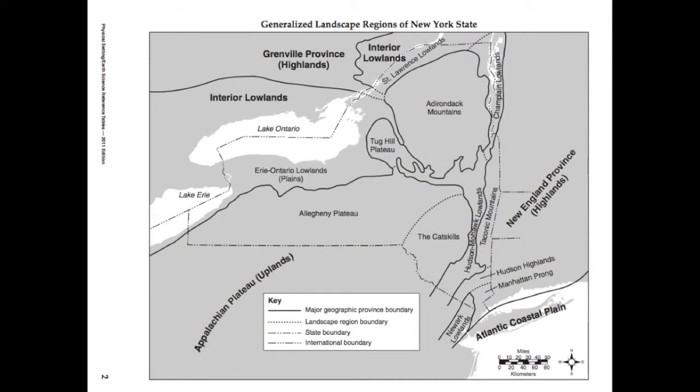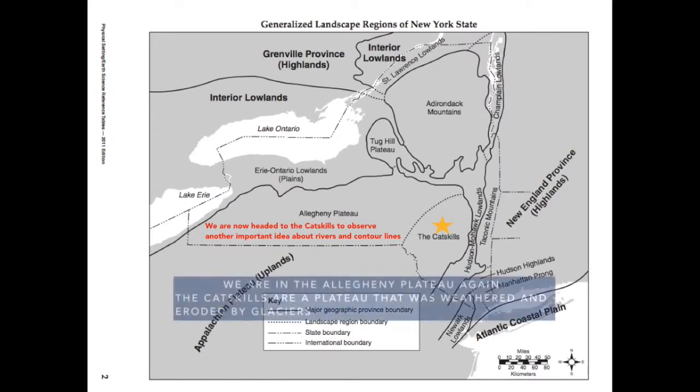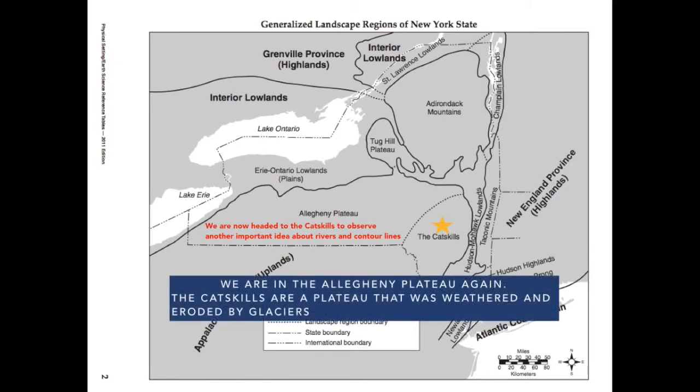We're off to another one of my favorite places in New York State, the Catskills. And we're headed there to observe another important idea about rivers and contour lines. And the Catskills are part of the Allegheny Plateau again. It's been separated out because it's actually a very important area in terms of the geologic history of the area. The Catskills are a plateau that was weathered and eroded by glaciers during the last ice age.